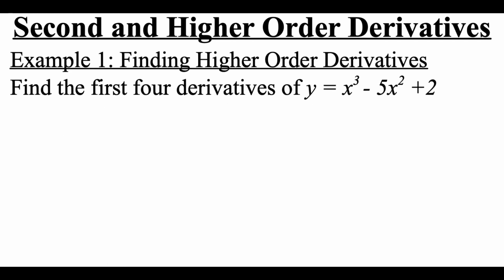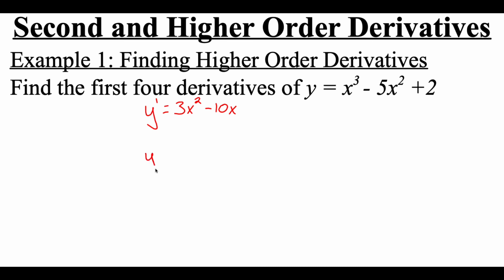In this example, we're going to do some higher order derivatives, and we're going to find the first four derivatives for the equation y equals x cubed minus 5x squared plus 2. As far as the first derivative goes, we're just going to apply the power rule. For the first term, I drop the 3 down in front, and then I subtract 1 from the power. For my second term, I'm going to drop the 2 down as a multiplier, multiply that by the negative 5 that's in there, and it becomes a negative 10, and then subtract 1 from the power. On the back end, when you differentiate that constant, it's just 0. So this is the first derivative.